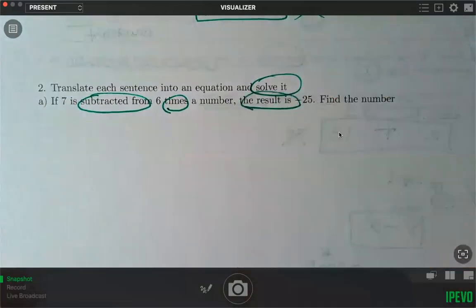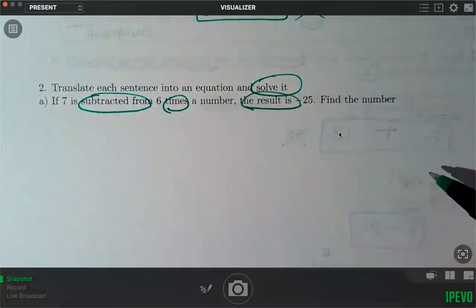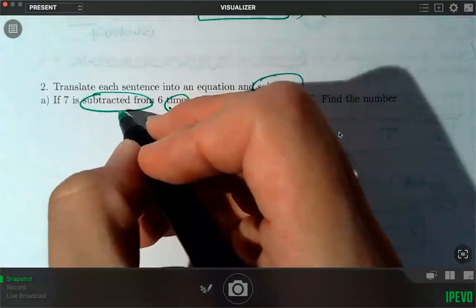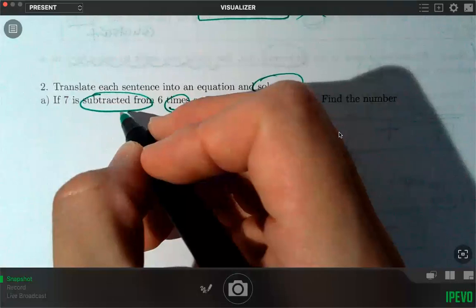Now let's translate the conditional part, that's the fancy name, which is the part in between if and then. So let's translate that part into math. 7 is subtracted from 6 times a number. It's obviously subtraction. Now the question is what? Flip it or no flip?